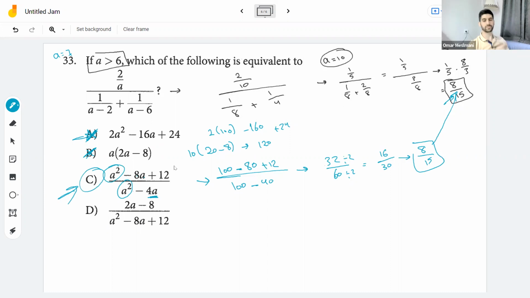Easy way or not? There is another way. I can solve it in a different way. I'm going to show you how you do it a different way. Okay?